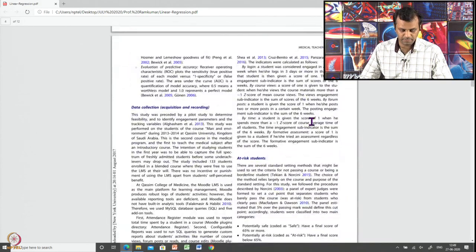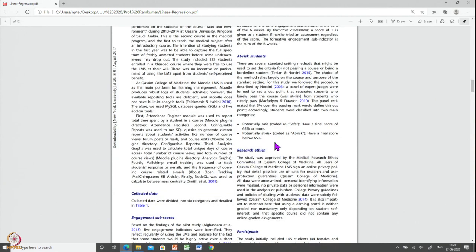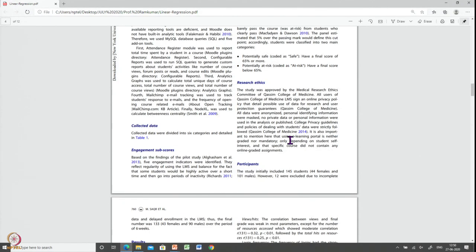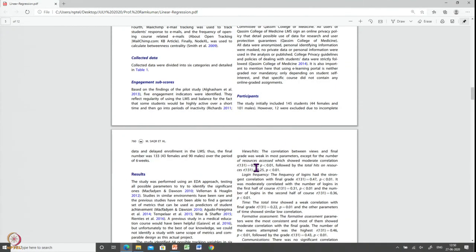So, in this paper, they want to predict students who are at risk, whose final score is below 65%. Potentially safe students have a final score of more than 60%, and a final score of 55 will be considered at-risk. How do we predict the students who are going to get less than 65 marks in the final score? That is the at-risk group. There are 145 students, however, the data excluded many, so they have only 133 students over the period of 6 weeks.